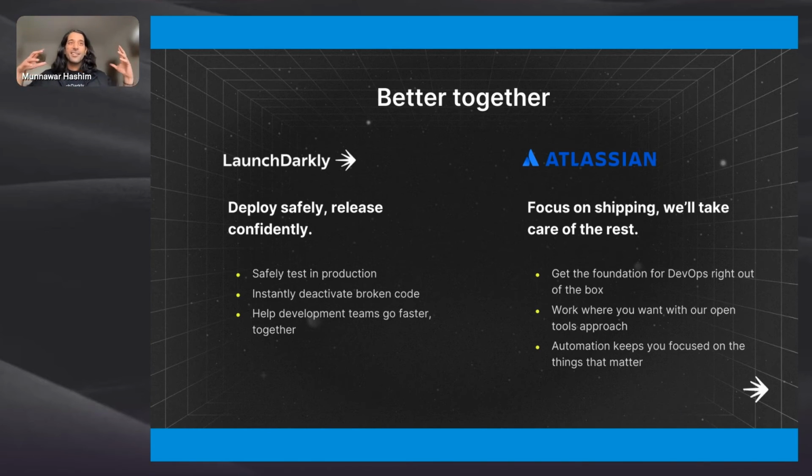So, just a high level TLDR: using LaunchDarkly allows us to safely test in production and deactivate broken code, which gives developers peace of mind and helps development teams go faster together. And remember, we're always focusing on that separation of deployments and release. And with Jira, we got the foundation for DevOps right out of the box, and it helps in the progressive delivery pipeline by ensuring that everyone is up to date and is able to ship their code.